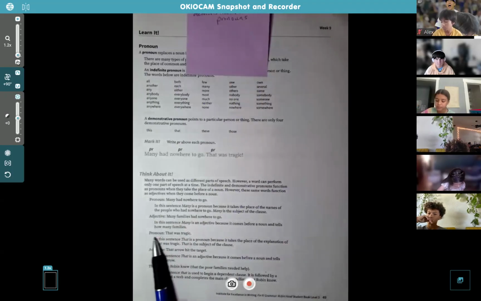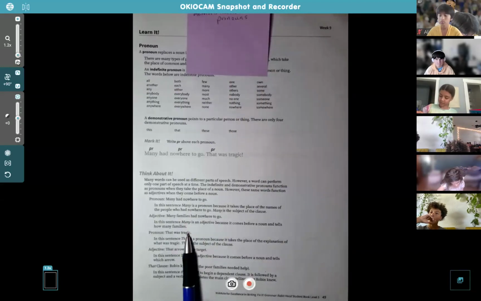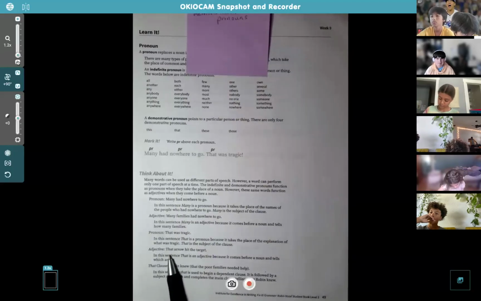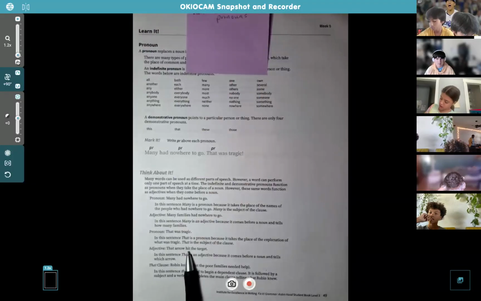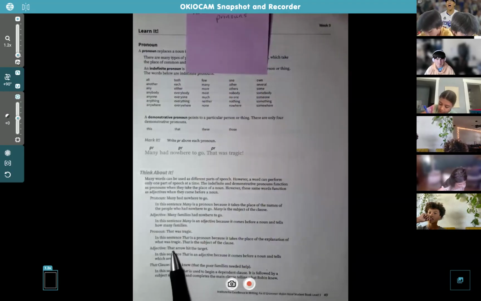And then here again, pronoun: That was tragic. So it's referring to something before this sentence, whatever was said before that. And then here it is: That arrow hit the mark, or the target. So arrow is the noun, so that makes that an adjective. See, it's the same word, but it depends on if there's a noun right next to it or not.